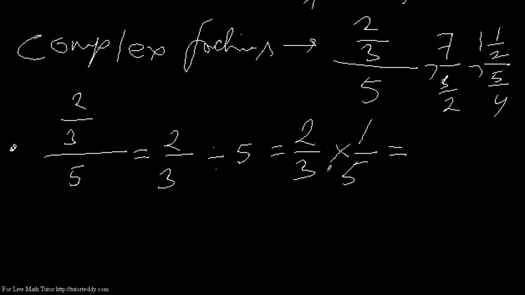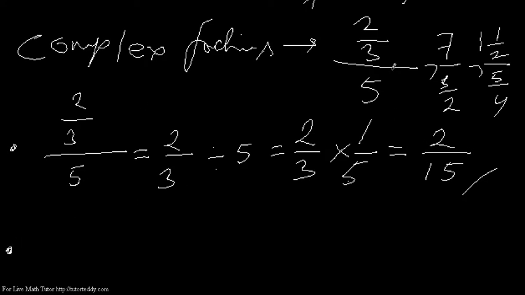From here, by seeing the numbers, I can say none of the terms are divisible by common factors. So in the numerator I have 2 into 1, 2 ones are 2. In the denominator I have 3 fives are 15. So this is my simplification of this complex fraction.